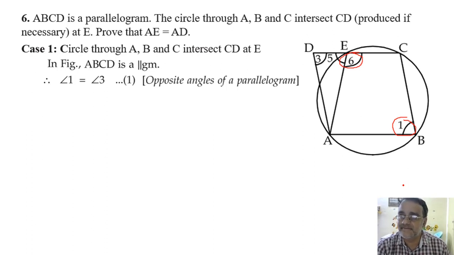Opposite angles of a parallelogram. Lateral sum is equal to 180. Opposite angles of a cyclic quadrilateral. Right, so we'll start with that step only.